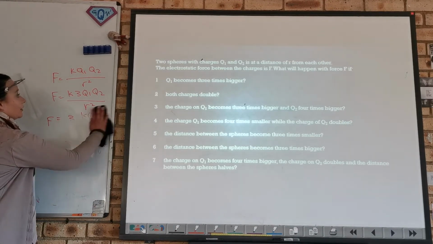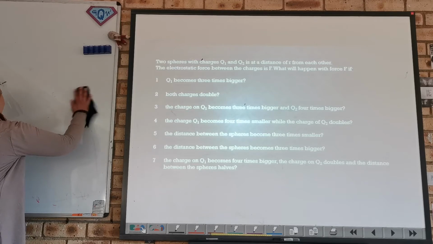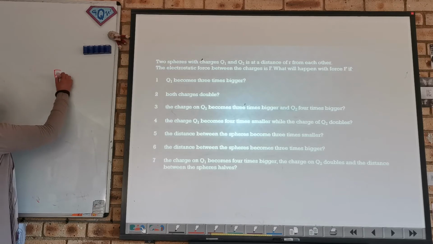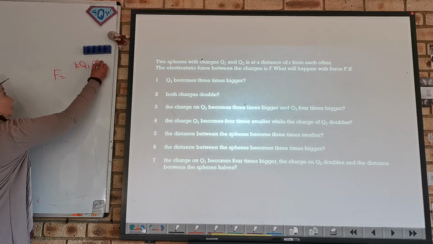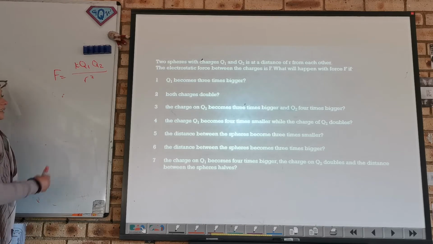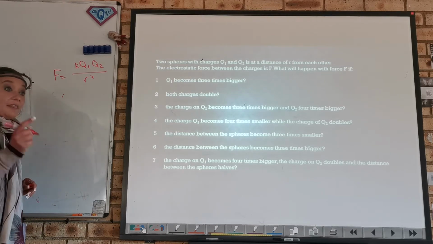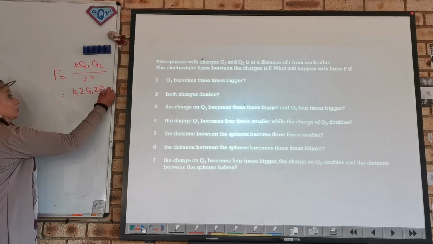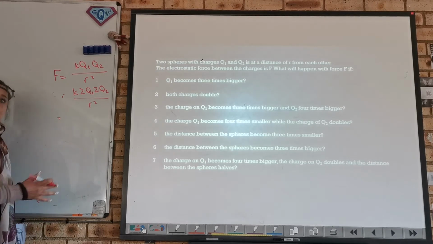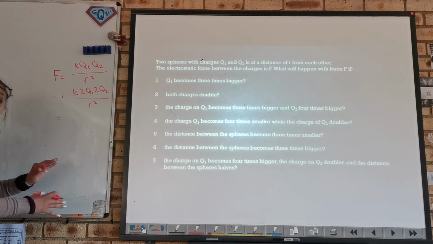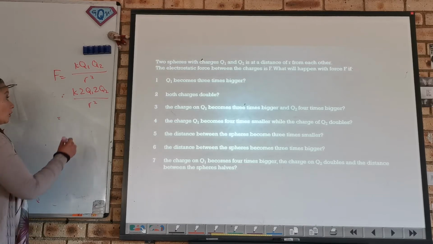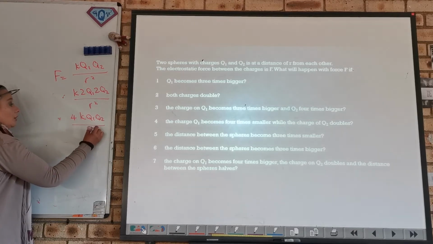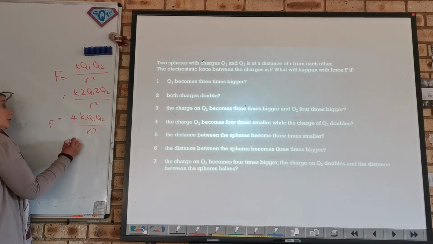Alright, let's look at number 2. We're going to talk about both charges doubled. We're going to use exactly the same strategy as before. So we're going to write down the equation F is equal to K Q1 Q2 over R squared. The second question says both charges are doubled. That means I'm going to put a 2 in front of Q1 and a 2 in front of Q2 over R squared. I'm then going to multiply the numbers together and bring them to the front of the equation so that I have my ratio or my relationship. So it's 4kq1 q2 over r squared, which means that it's therefore equal to 4F.